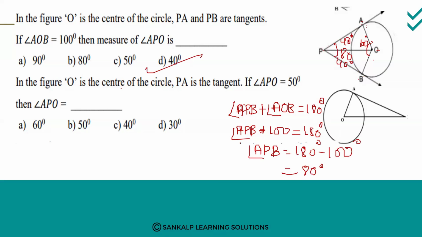In the figure, O is the center of the circle. PA is the tangent. If angle APO is 50 degrees, then angle OPA. See, this is the point of contact P. OPA is 50 degrees. So what they have given?